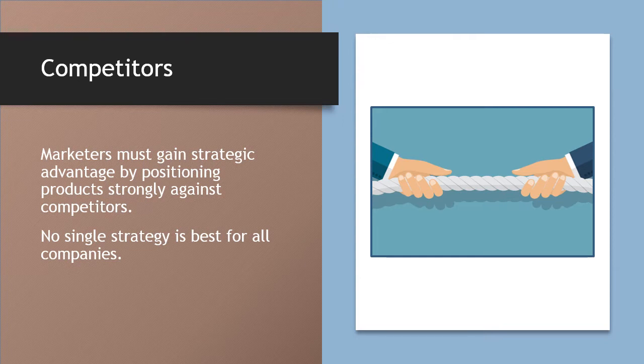No single competitive marketing strategy is best for all companies. Each firm has to consider its own size and the industry position compared to those of its competitors. Large firms with dominant positions in an industry can use certain strategies that smaller firms cannot afford. However, small firms can also develop winning strategies.